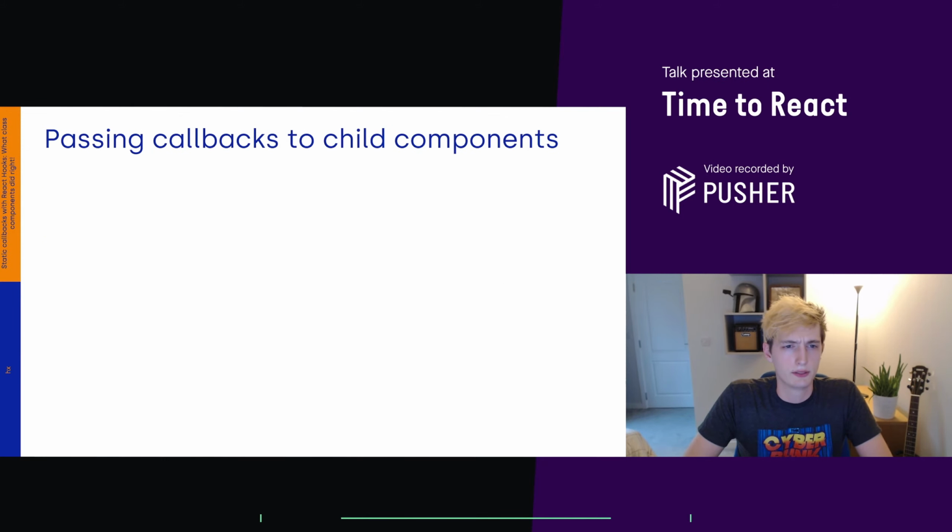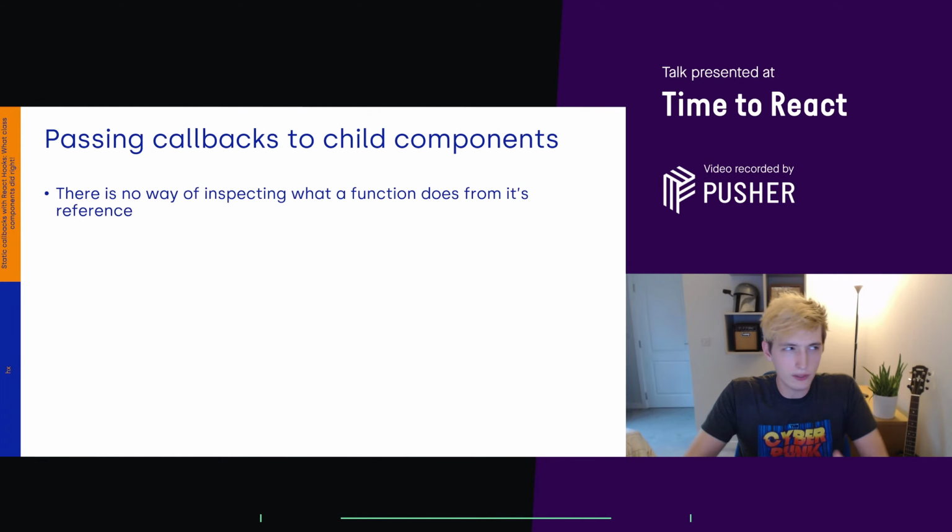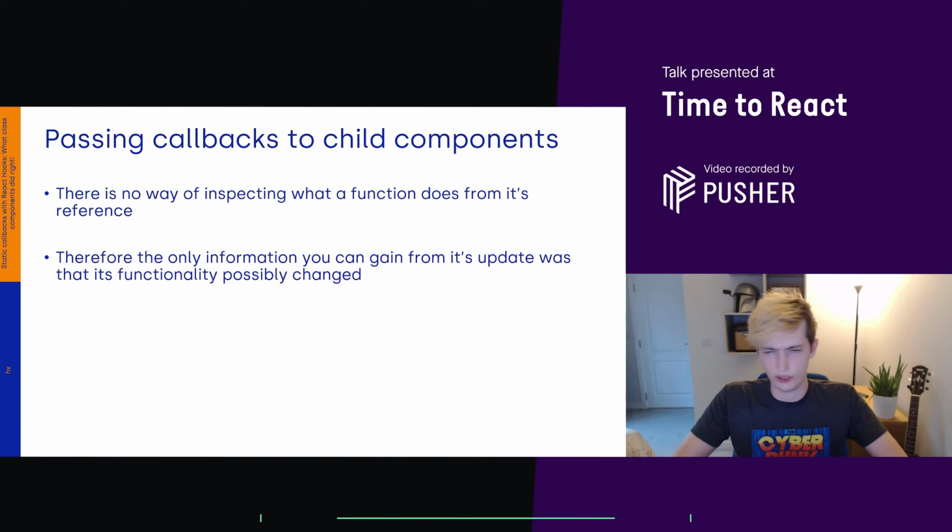Passing callbacks to child components. There's no real way of inspecting what a function does from its reference. So if you get passed a function as a component, you don't really know what it does aside from its name. And yes, at runtime you can pick its name out if it's got one defined, but that's kind of it. And since you don't really get any information about it at runtime, when it changes, you also really can't get any information about it, aside from the fact that maybe its functionality changed, but it might not have done. Actually, it might still do the exact same thing, but still had a reference update. You don't know.